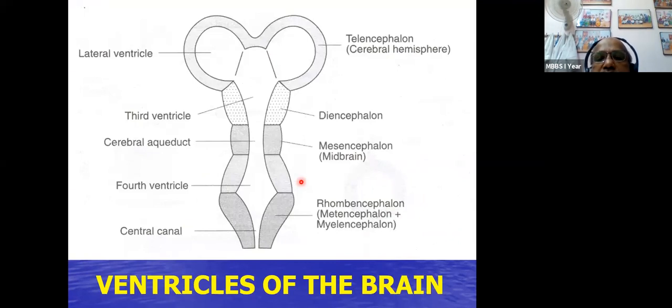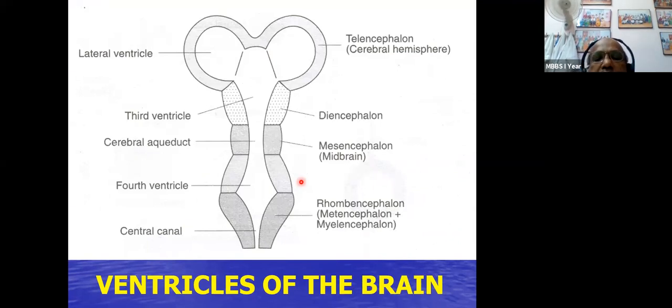What are the various parts of the brain vesicle? What are all the structures derived from each? Now for each part of that brain vesicles, you have a cavity. So those cavities are called your ventricles of the brain.